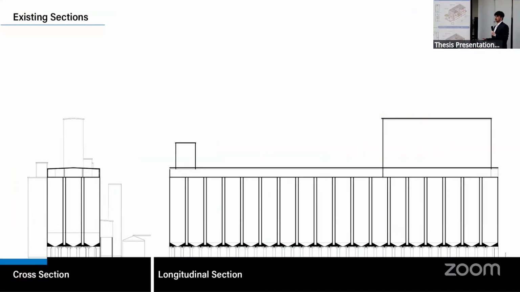And of course, since it is a grain elevator, these are silos. There is no floors in these right now. It is empty from top to bottom. And obviously, this was a challenge that needed to be addressed to provide new programming and a new life to this building and site.